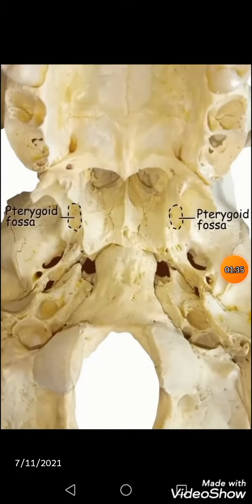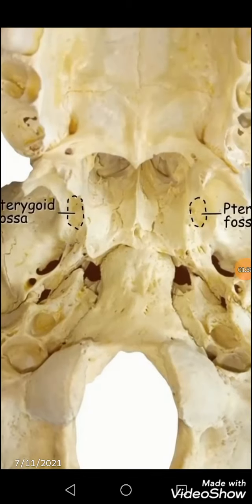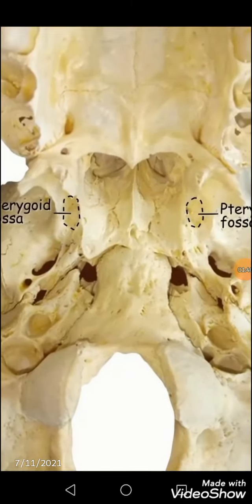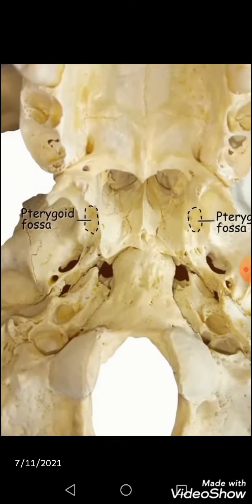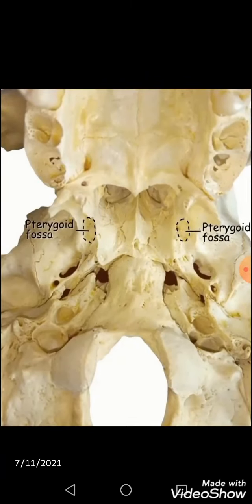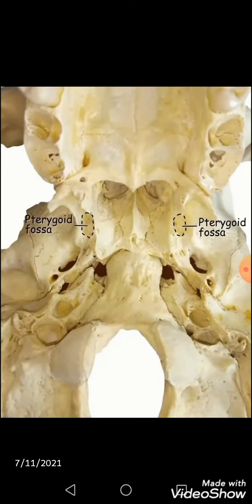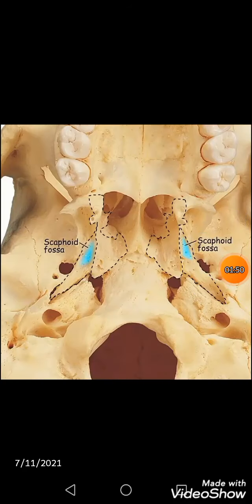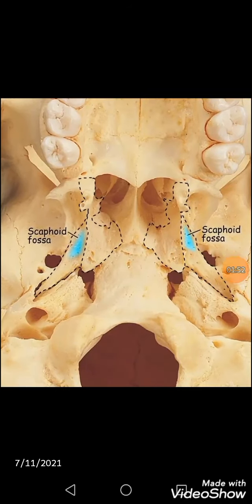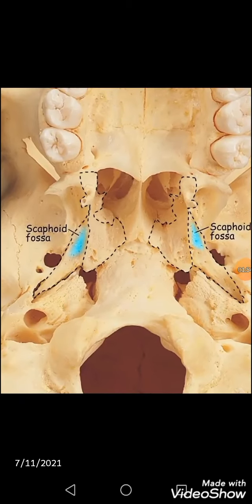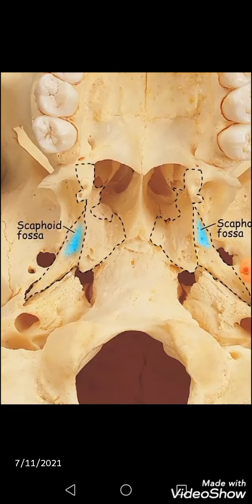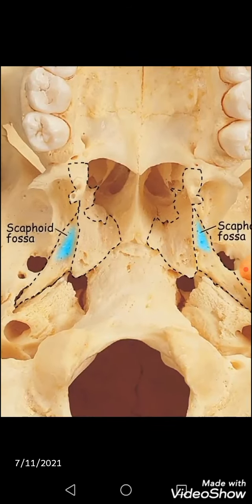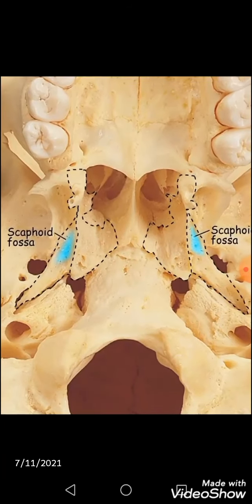Now in between the two pterygoid plates, there is a fossa called the pterygoid fossa. You can see it present bilaterally in between the two pterygoid plates, right? Now you can see that the upper end of the posterior border of the medial pterygoid plate encloses a small triangular depression. It is called the scaphoid fossa.